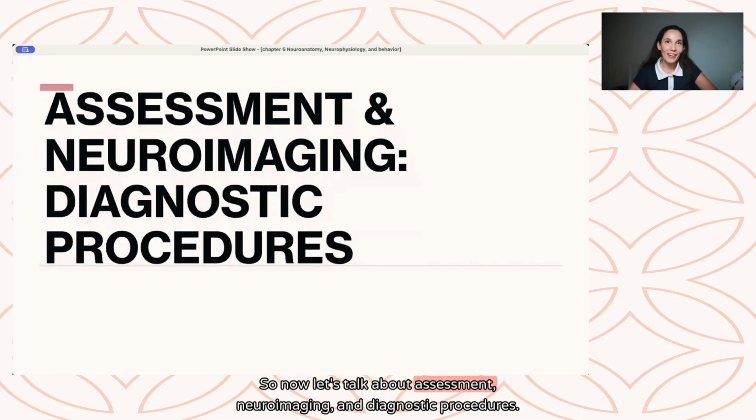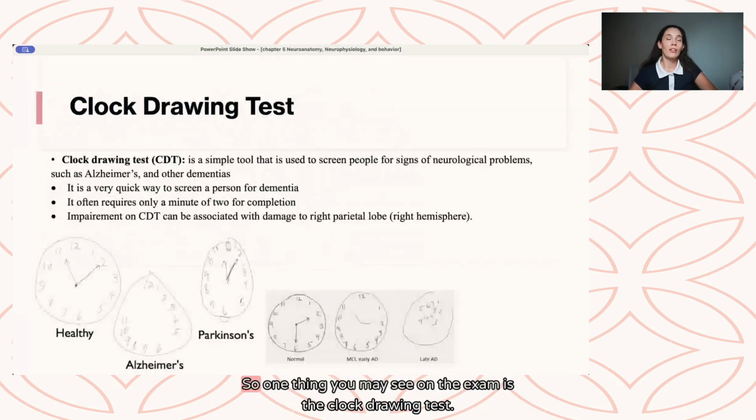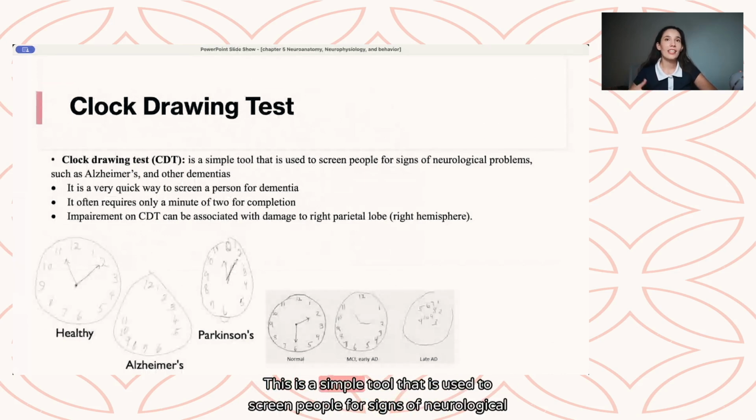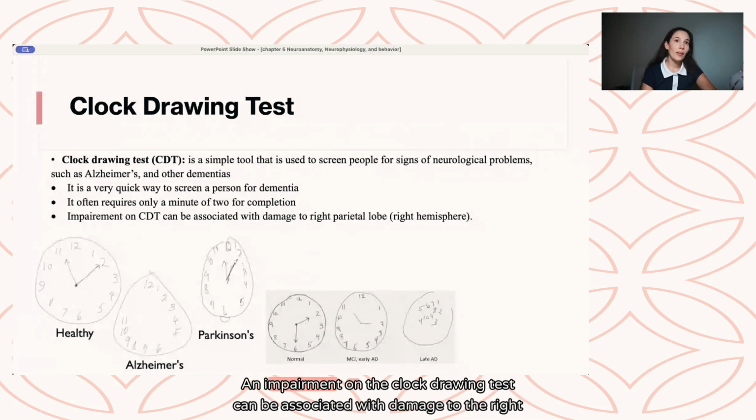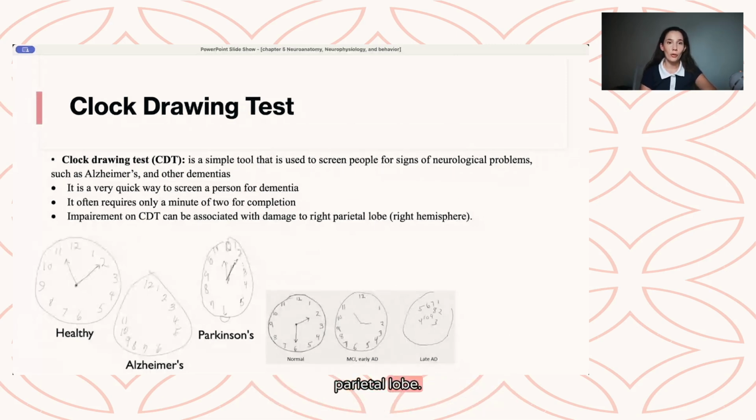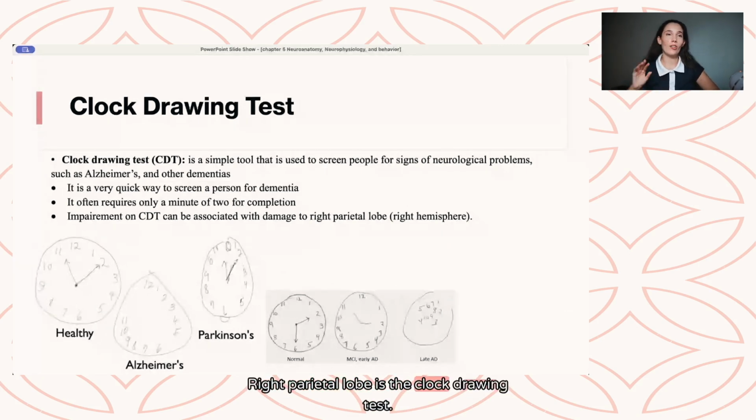All right. So now let's talk about assessment, neuroimaging, and diagnostic procedures. One thing you may see on the exam is the clock drawing test. This is a simple tool used to screen people for signs of neurological problems such as Alzheimer's and other dementias. It only requires a few minutes, and impairment on the clock drawing test can be associated with damage to the right parietal lobe. Star. Remember that: parietal lobe is the clock drawing test.